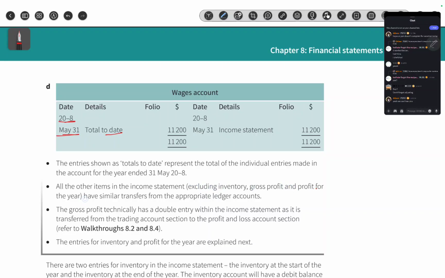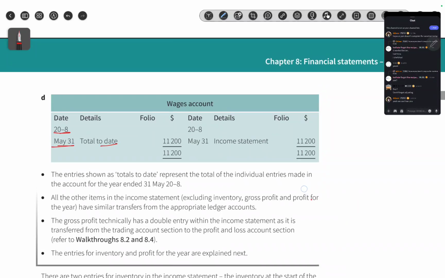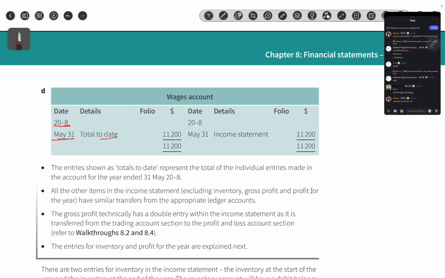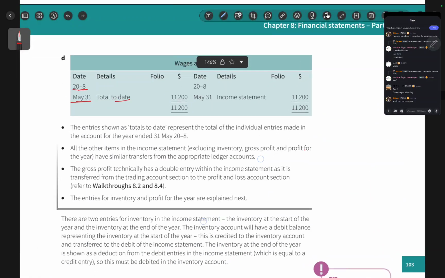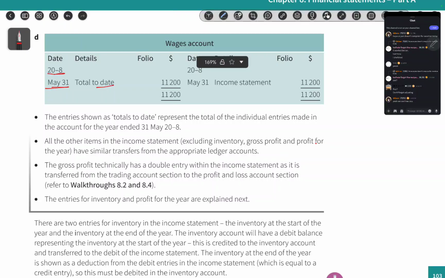Okay, they're a bit different, they're weird. The gross profit technically has a double entry within the income statement as it is transferred from the trading account to the profit and loss account section. So the gross profit doesn't really have a separate gross profit account where you write income statement on some side. The gross profit is just gross profit c/d and gross profit b/d, but you don't even have to write that in your exam. You just have to write gross profit, add income less expenses, profit for the year. Okay. And inventory, we'll discuss it probably. They're going to show it to us right here. The entries for inventory and profit for the year I explain next.